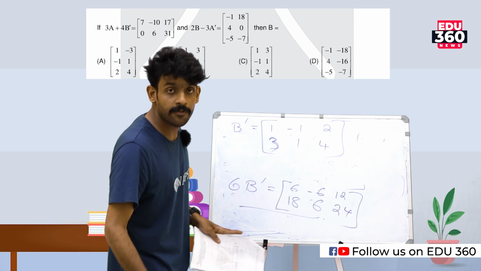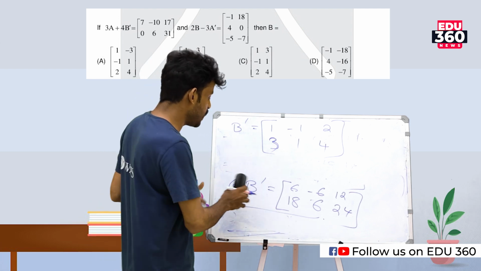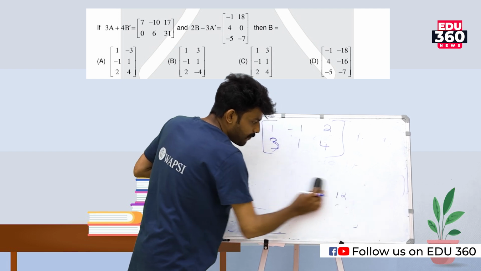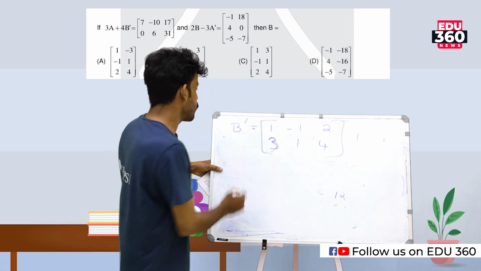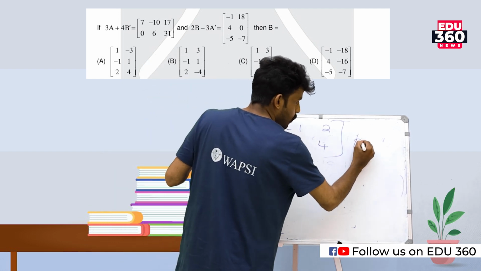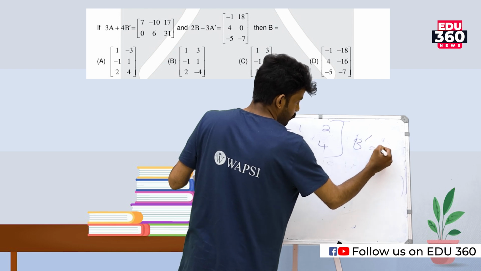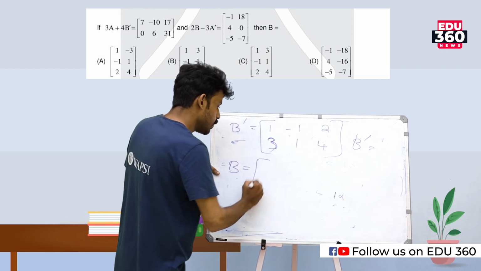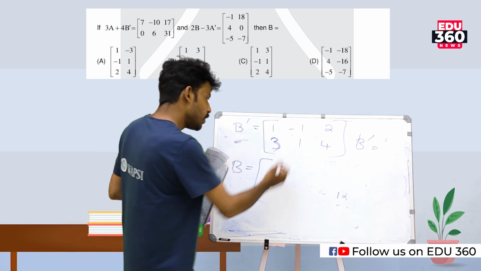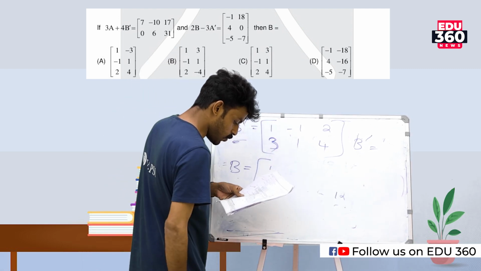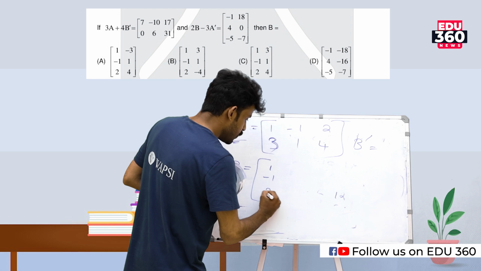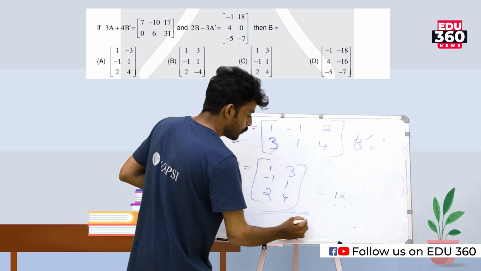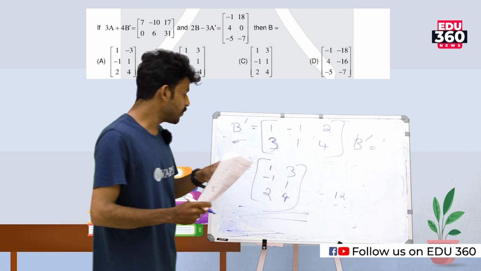Okay, so in the question, we need to find the matrix B. So the matrix B is equal to, yes, it's simple to find the matrix B from here because this is B dash, B transpose. So B dash is equal to, just interchange the rows and columns. So B is equal to 1 minus 1, 1 minus 1, 2, and here 3, 1, 4. Okay, so this is the final answer.